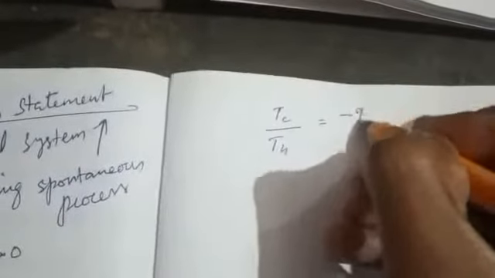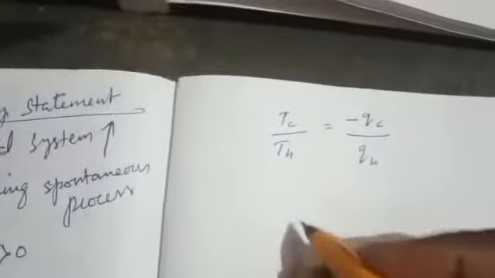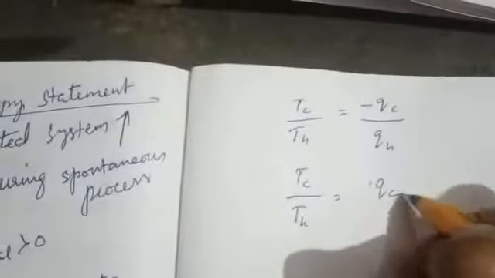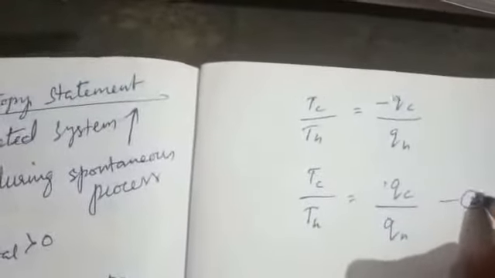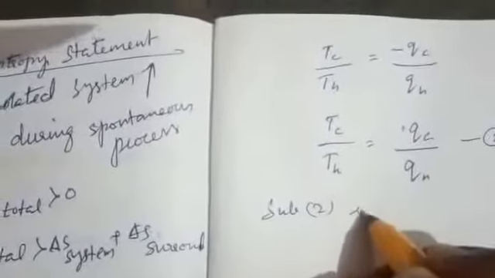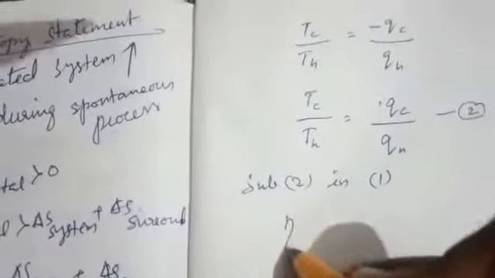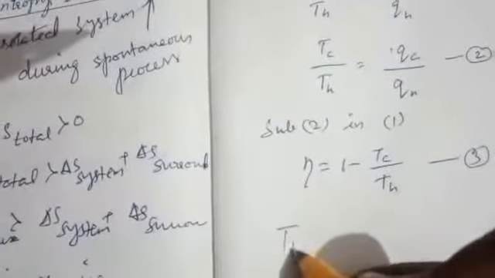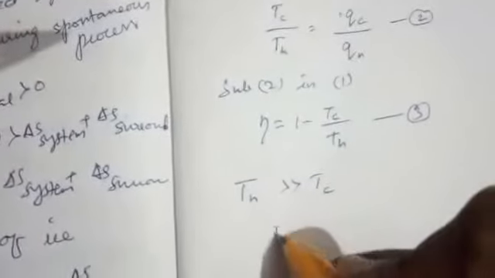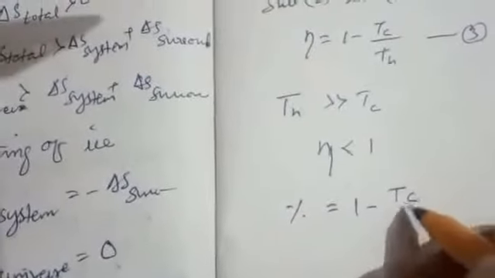Now TC divided by TH equals minus QC divided by QH. Next, TC divided by TH equals QC divided by QH. Equation number 2. Substituting equation 2 in equation number 1, that means eta equals 1 minus Tc divided by Th. Equation number 3. That means Th is greater than or equal to Tc, since eta is less than 1. Efficiency percentage can be expressed as efficiency percentage equals 1 minus Tc divided by Th, into 100.